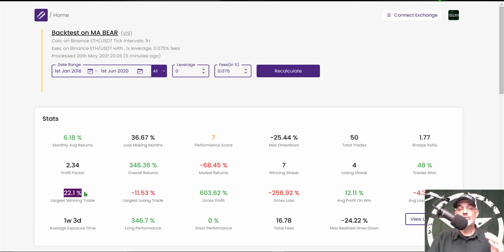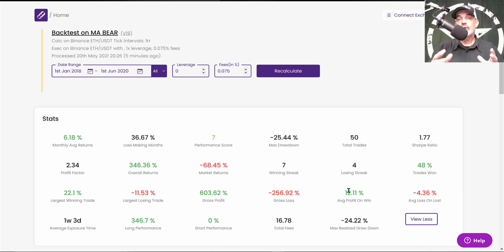My largest winning trade was 21%. The largest losing trade was 11.5%. I typically like to see this number 2 to 3 times larger than this number, but again, we're looking at a bear market, not a bull market. Gross profits were 600%. Gross losses were 256%.